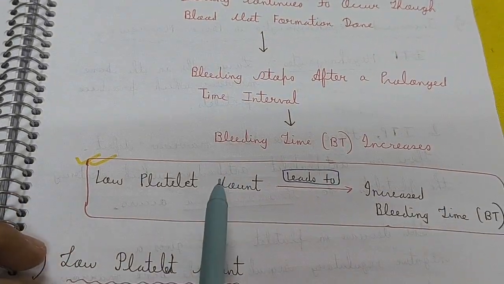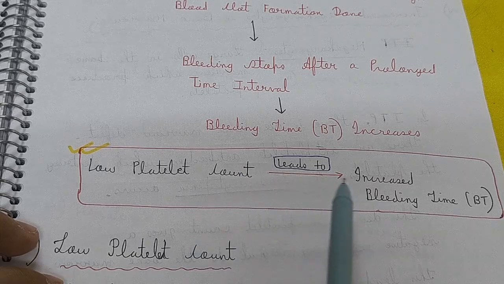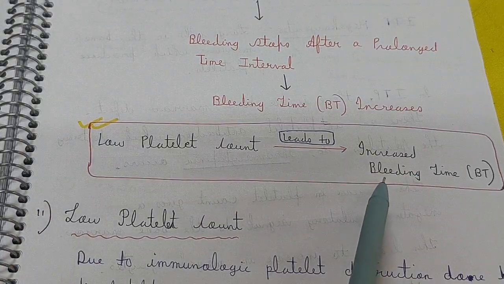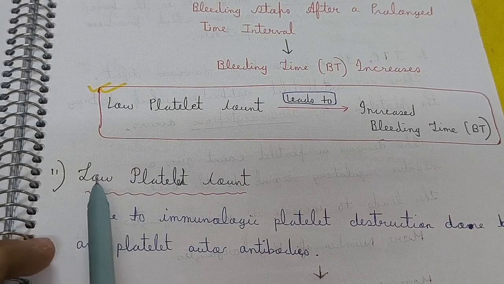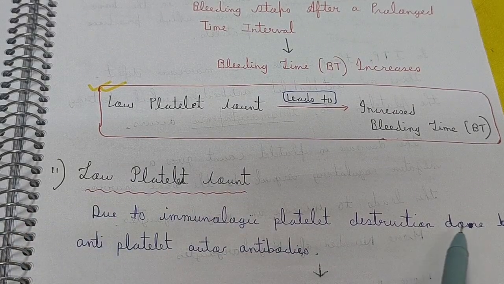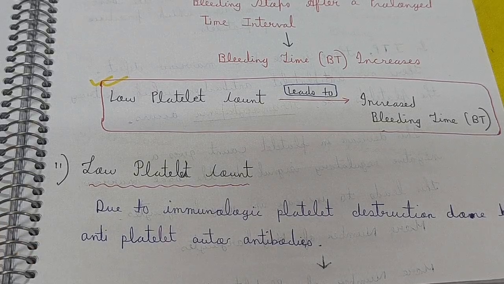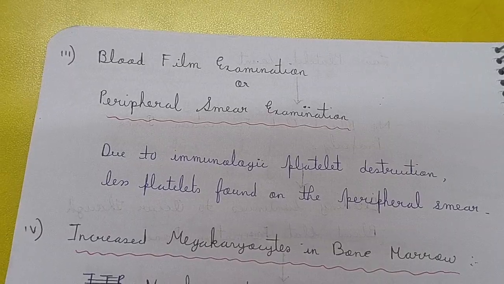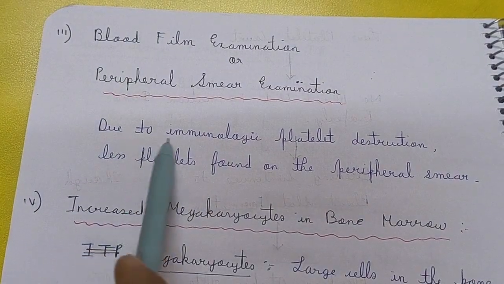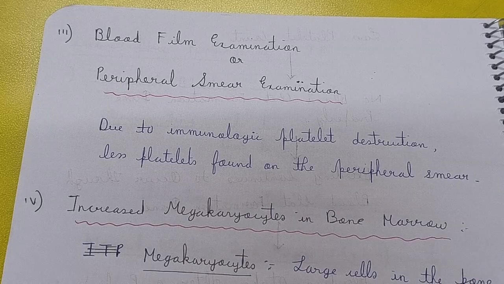So the main summary for the increased bleeding time is the low platelet count, and this low platelet count leads to increased bleeding time. This is the cause of increased bleeding time. Now the second finding is low platelet count, due to immunologic platelet destruction by antiplatelet autoantibodies. This is the reason for the low platelet count. Now the peripheral smear examination: due to immunologic platelet destruction, low platelets are found on the peripheral smear.